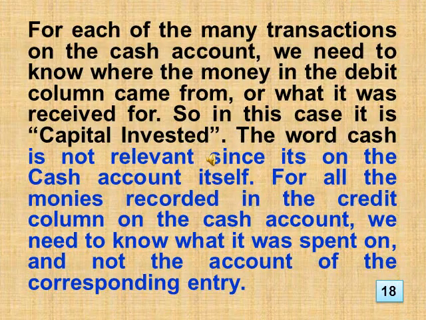For each of the many transactions on the cash account, we need to know where the money in the debit column came from, or what it was received for. So in this case it is capital invested. The word cash is not relevant since it's on the cash account itself. For all the monies recorded in the credit column on the cash account, we need to know what it was spent on, and not the account of the corresponding entry.